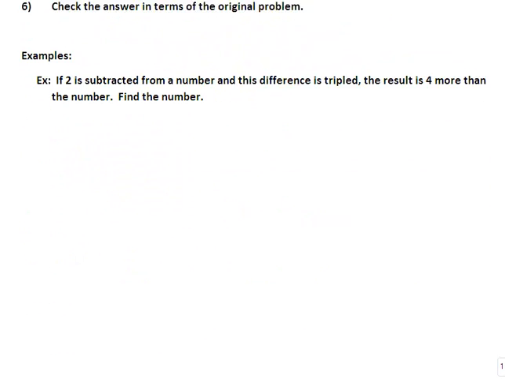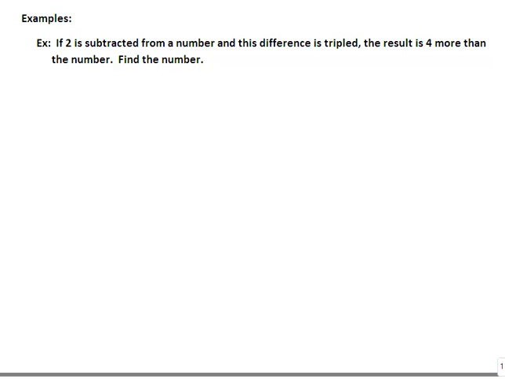So in our first example, this is what I would consider a translation problem. We have a problem that's stated in English that we're going to translate into mathematical symbols in a mathematical equation. The problem says if 2 is subtracted from a number and this difference is tripled, the result is 4 more than the number. Find the number. So first of all, we want to identify our unknown. We're looking for a number, so I'm going to call it x.